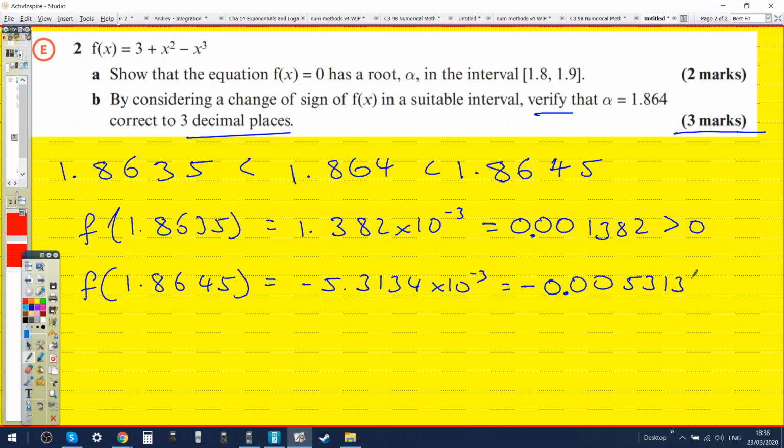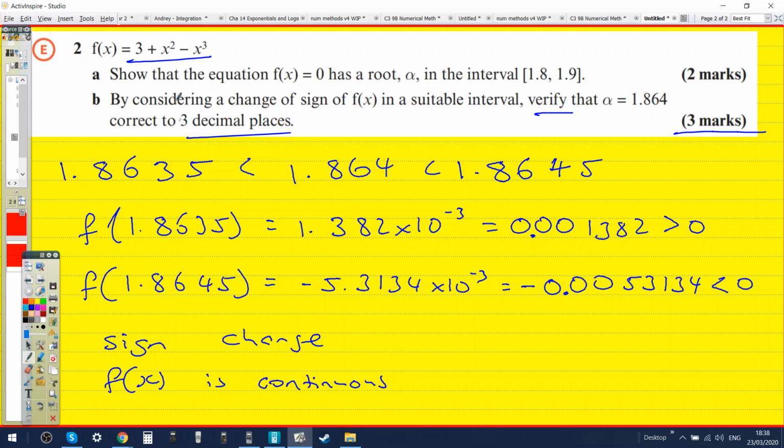How do you know? Because there's a change in sign, and it's a continuous function between this interval. How do we know if it's not continuous between the interval? Looking at the function, what are you not seeing? 1 over x. Yeah, there's no fraction with x on the bottom, so you can't divide by 0. Sign change. Function is continuous.